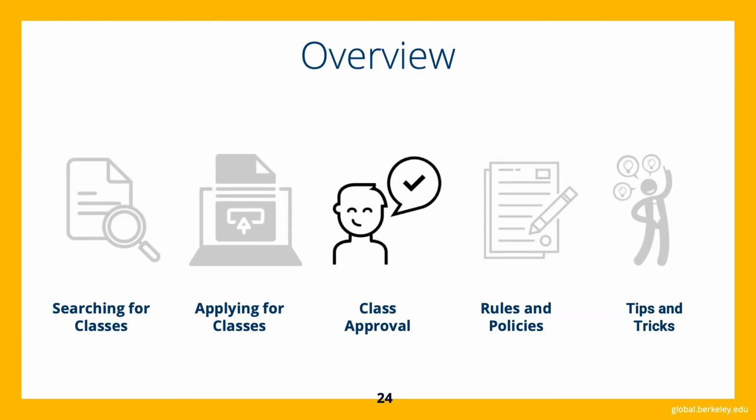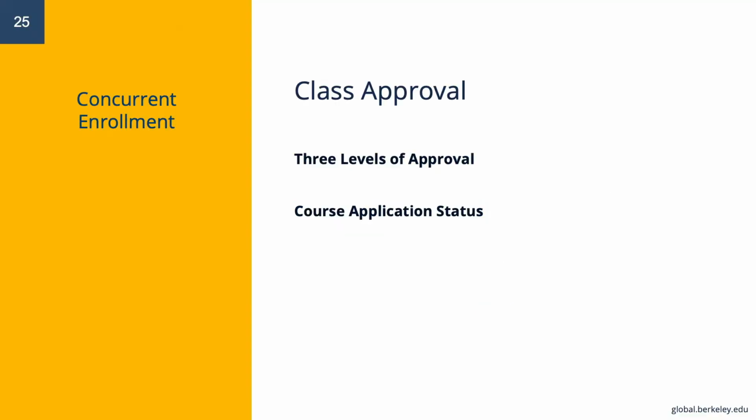Okay, now that we've reviewed the process of how to apply for classes through CalCentral, let's look a little bit deeper at what happens after you have submitted your class enrollment e-forms. Specifically, we will look at the class approval process. One thing to keep in mind is that just because you have submitted a class enrollment form through CalCentral, this does not guarantee your enrollment in that particular class. You will only be officially enrolled in the class once you have received approval.